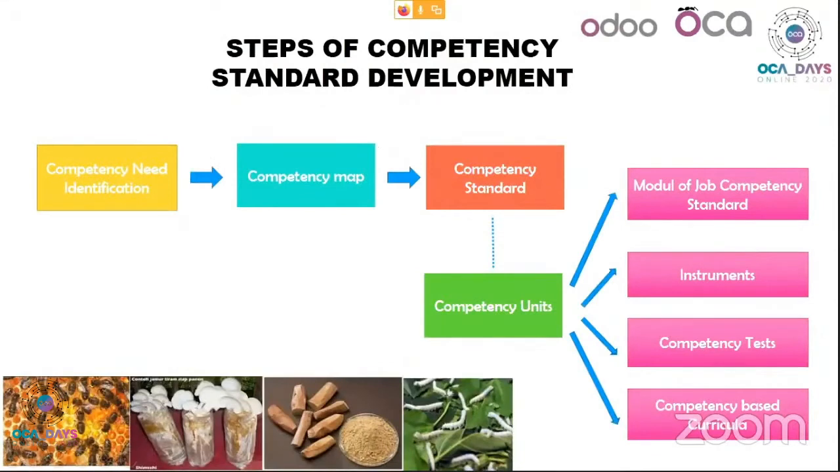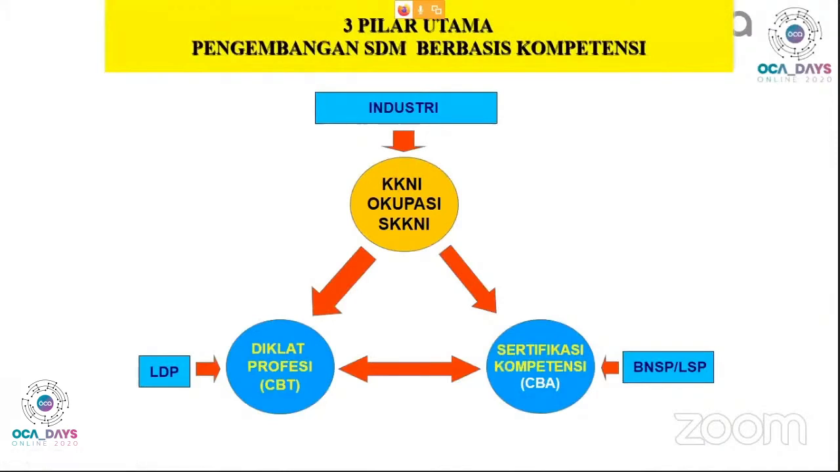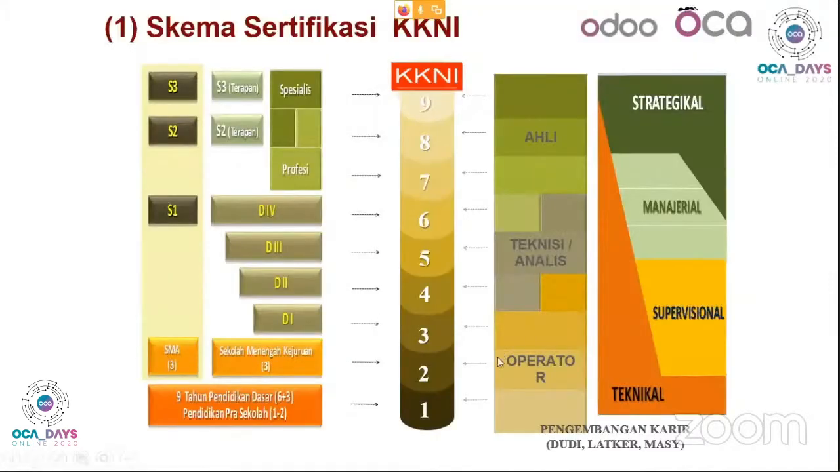So the steps for product competency are competency needs identification, competency map, competency standard, and competency units. There is the module of lab, and the competency standard is for the instruments, for competency tests, and the competency based curriculum. This is for the roadmap.